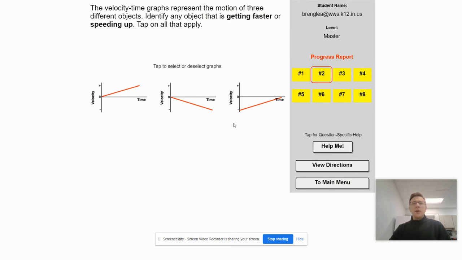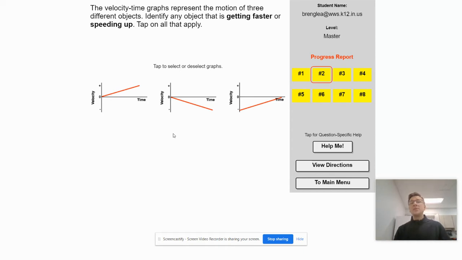And it says identify any object that is getting faster or speeding up. So notice that all of these are velocity versus time graphs. That's what it's going to be. So that's important because obviously if you have a position versus time graph in your head, you can pick some wrong answers here. So this one says identify any object that is getting faster or speeding up. So what we're looking for here is a velocity that starts at 0 meters per second and then increases. Okay, so it goes to some non-zero number.